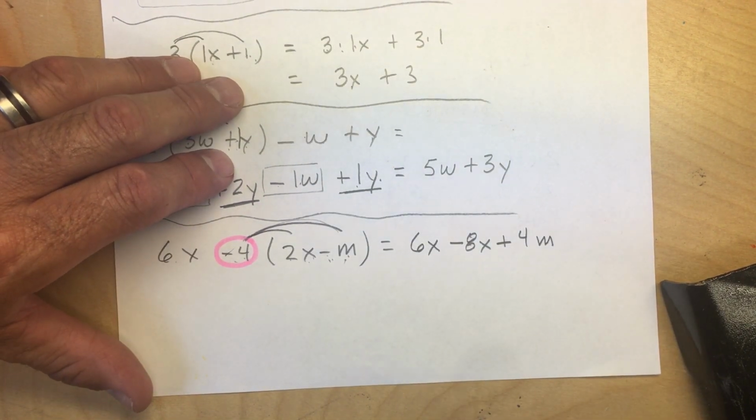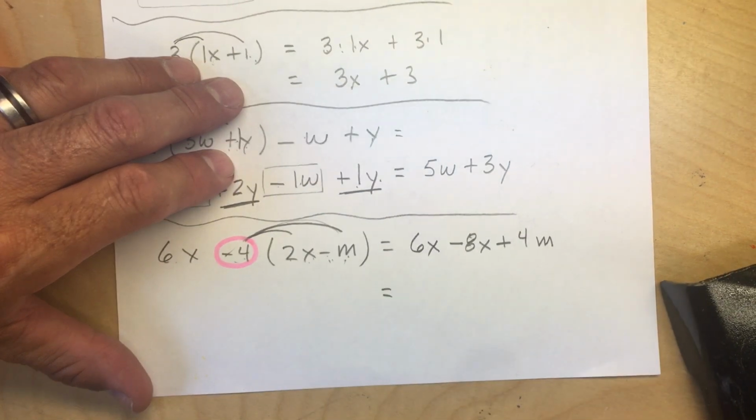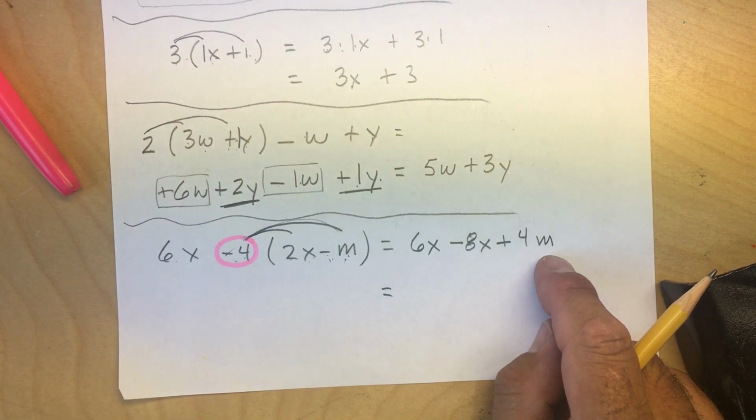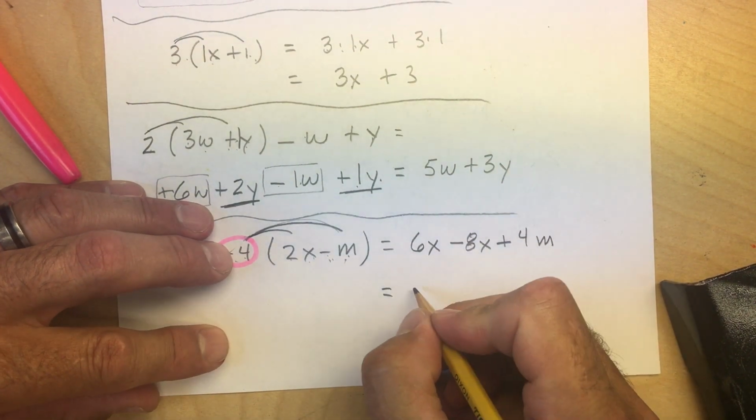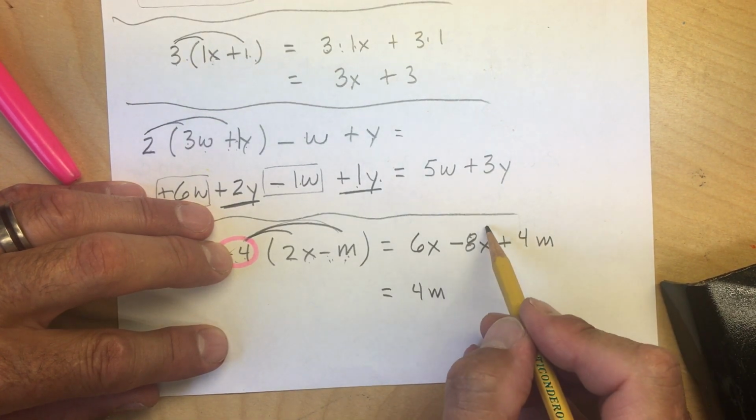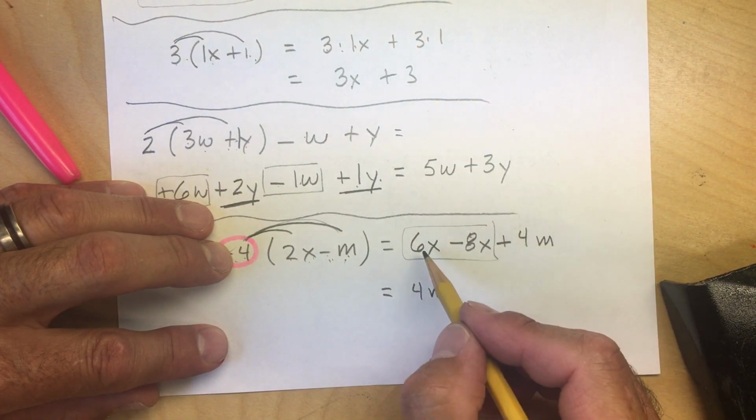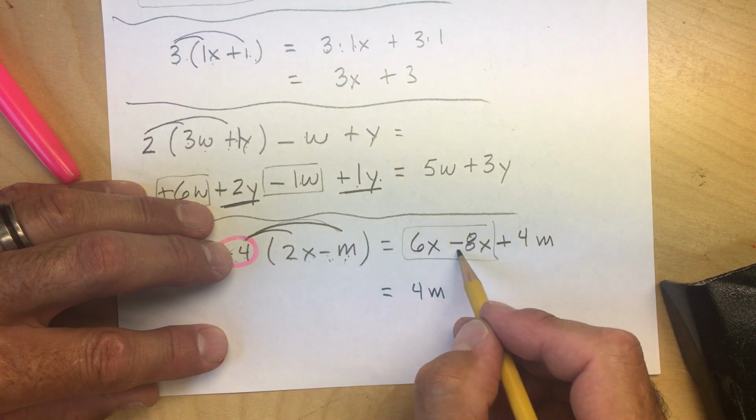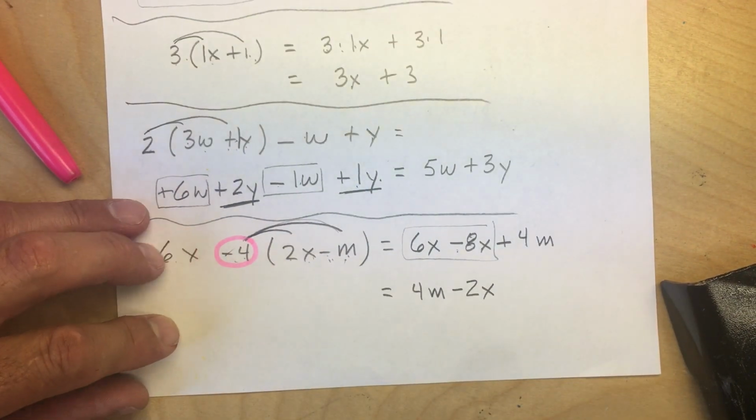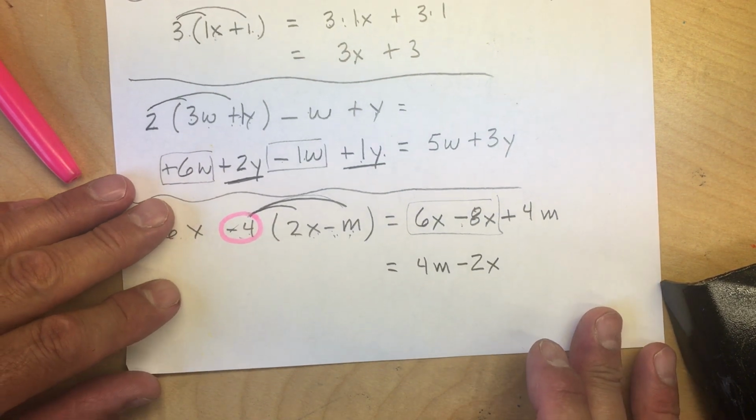And now we can combine like terms, and we should do it in alphabetical order. So the m's come first. We'll do a little commutative property. So positive 4m. So we've done that. And now these two are like terms. So 6x minus 8x. 6 minus 8 is negative 2x. And so we have combined like terms.